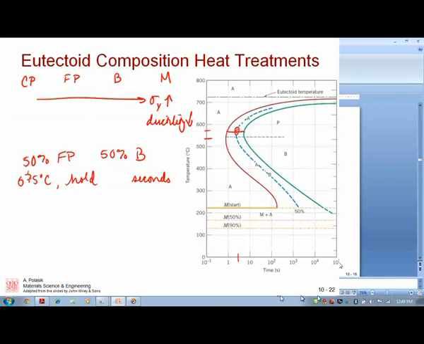Okay, so that should say 575 degrees C. And if I can figure everything out, I'll fix it. So what's the next step?